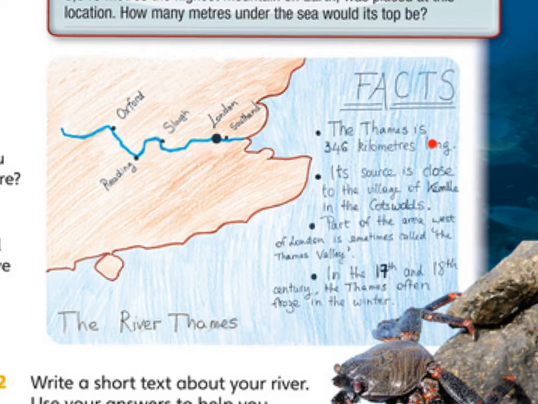Hechos. The Thames is 346 kilometers long. Its source is close to the village of, I don't understand the handwriting, in the Cotswolds. Part of the area west of London is sometimes called the Thames Valley. In the 17th and 18th century, the Thames often froze in the winter. So as you can see, it's not such a big deal. You just have to draw the map, draw the river, the cities it runs through, and some important facts about it. Okay? And you're going to show it today in the class.